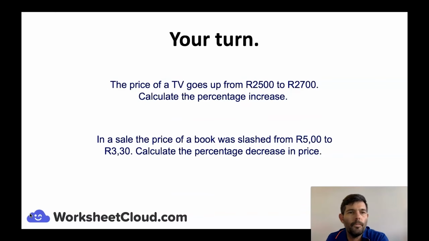So it's your turn. The price of a TV goes up from 2,500 to 2,700. Calculate the percentage increase. That's your first one. And your second one: in a sale, the price of a book was slashed from 5 Rand to 3 Rand 30. Calculate the percentage decrease in price. Give it your best shot.